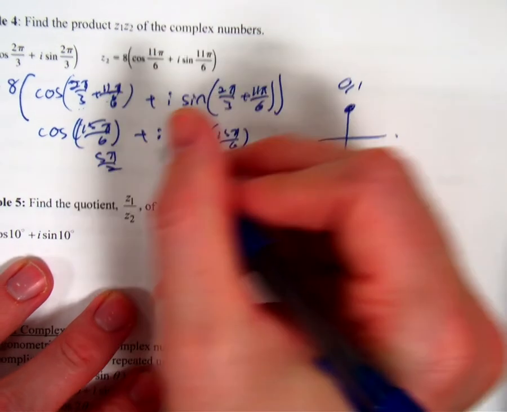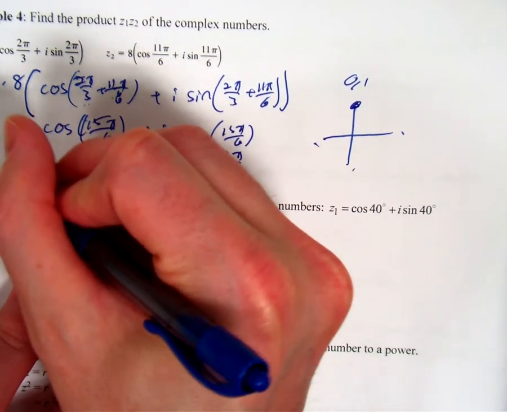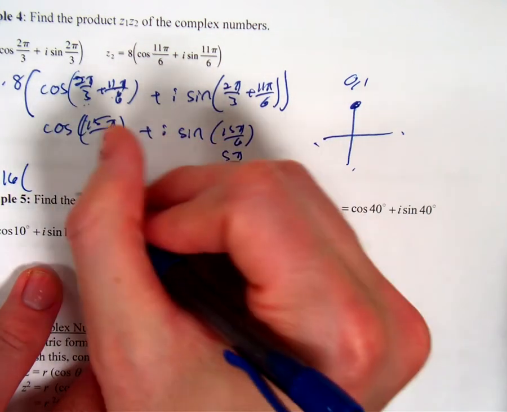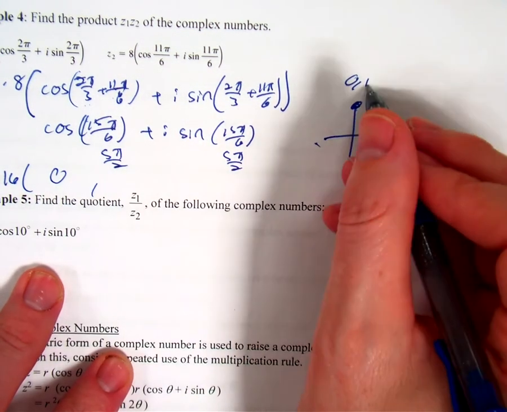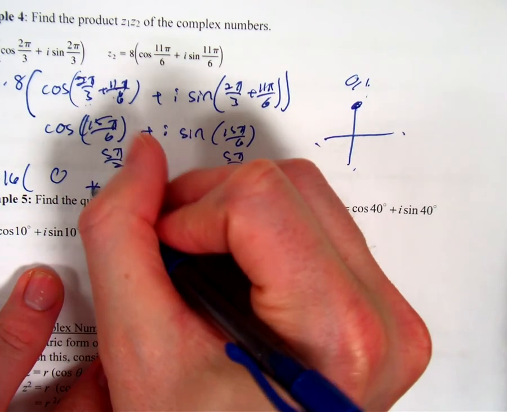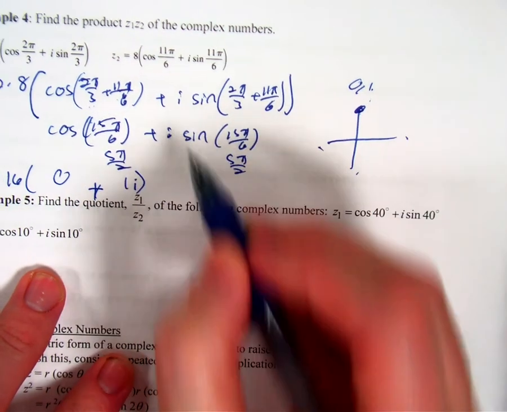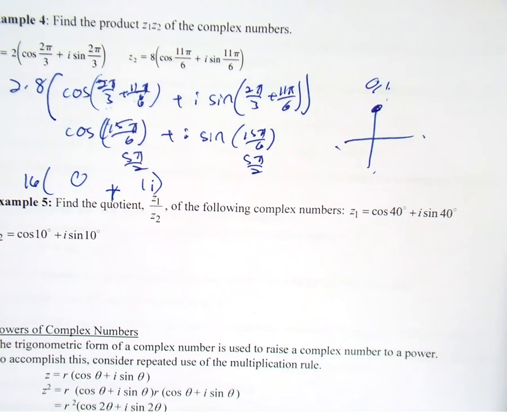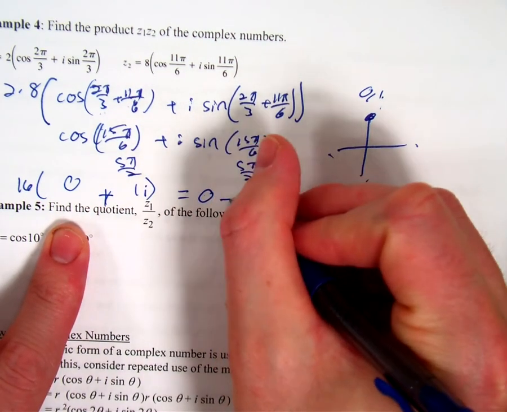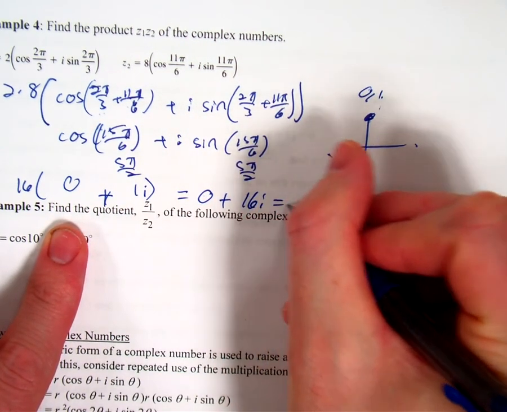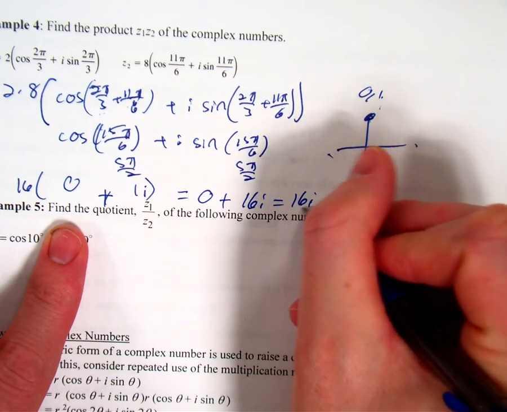We're at 0, 1. So this is going to be 16 in the front. Cosine of 5 pi over 2 is 0. Sine of 5 pi over 2 is 1. 1i, there's the i there, plus 1i. Okay, 16 times 0 is 0. 16i is just going to be 16i.